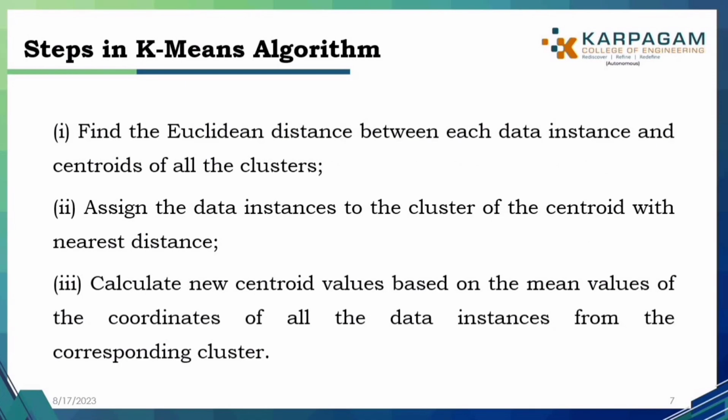Next, we are going to see the steps in the k-means algorithm. The first step, we need to find the Euclidean distance between each data point, and the next step is to assign the centroids for each data point, and the third step is to calculate the new centroid values based on the mean value.